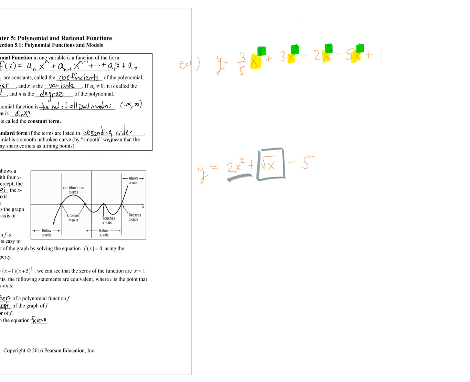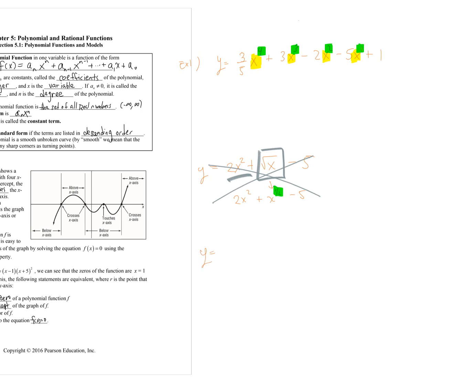That can be rewritten as the following: the square root of x can be rewritten as x to the 1/2 power. And now there's your problem. The power is no longer a whole number. It has to be a positive whole number. So this is a bad example. This is not a polynomial. Let's do one more example.